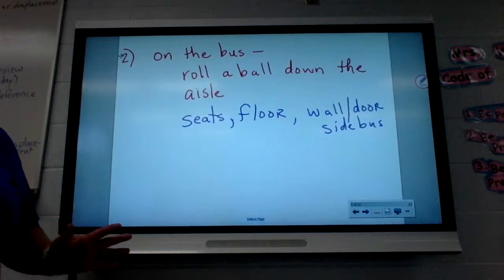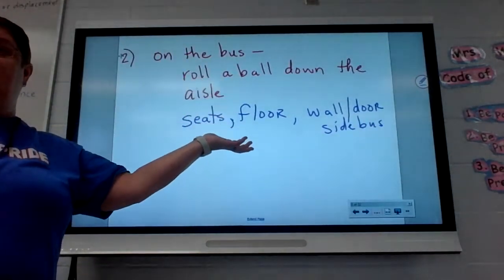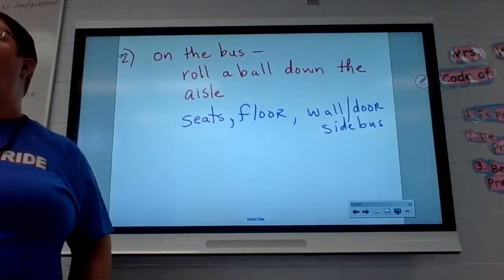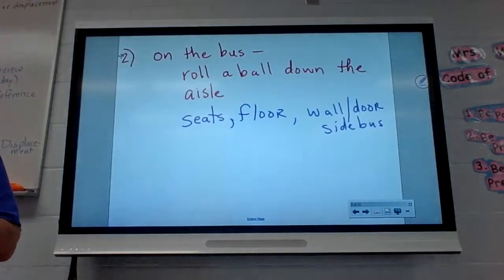Can you look outside of the bus if you're focused on the ball that's inside of the bus? No. That's the point of that question.